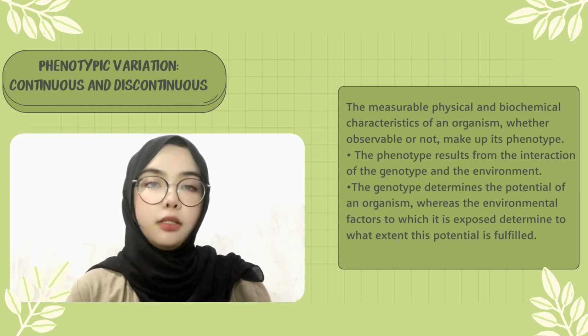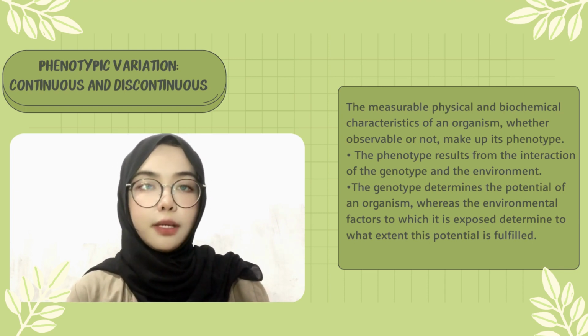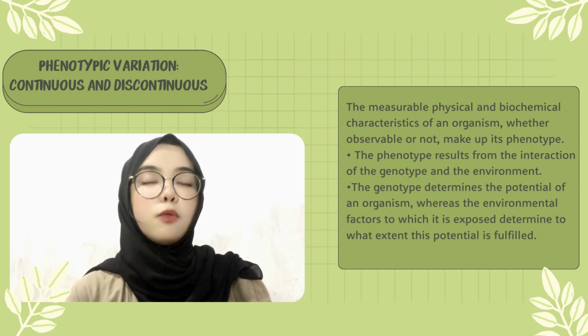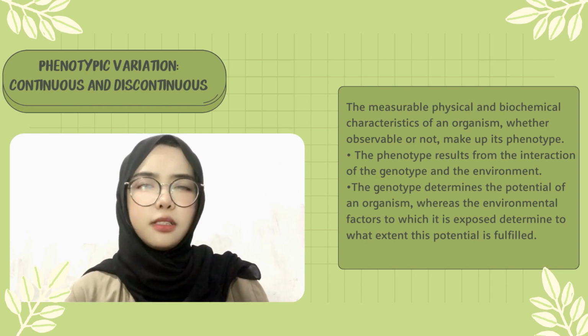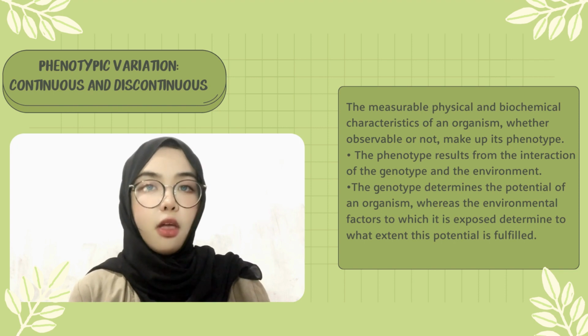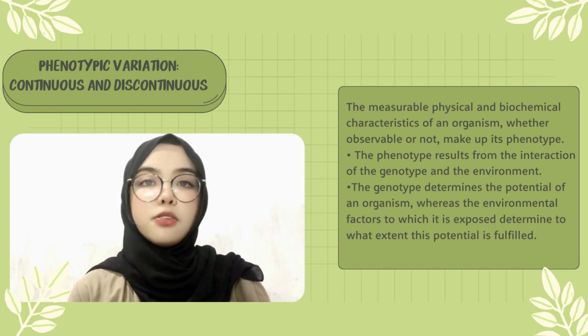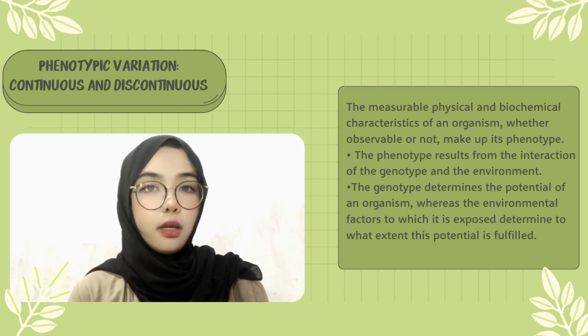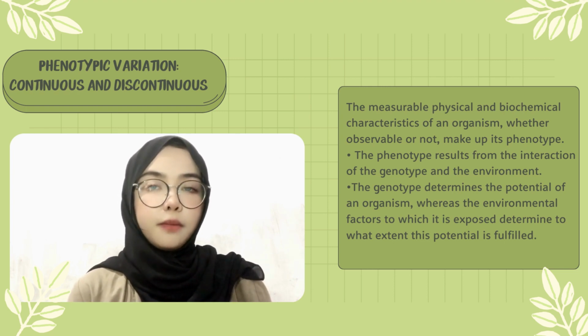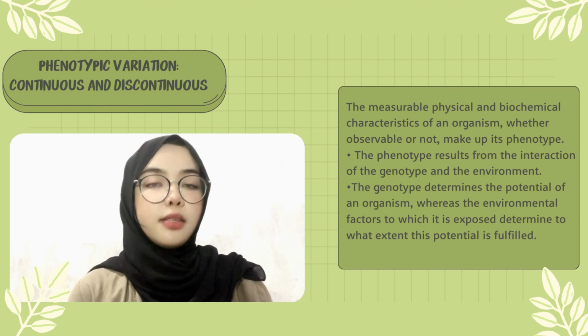The genotype determines the potential of an organism, whereas the environmental factors to which it is exposed determine to what extent this potential is fulfilled. For example, in humans, the potential height of a person is genetically determined, but a person cannot reach this height without an adequate diet. Phenotypic variation is of two main types, continuous and discontinuous.